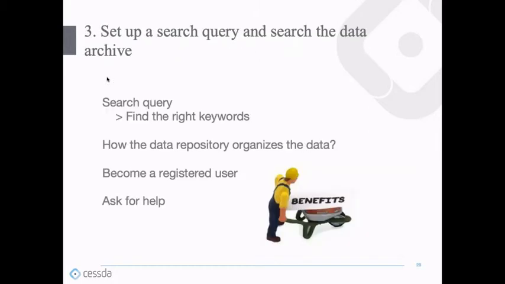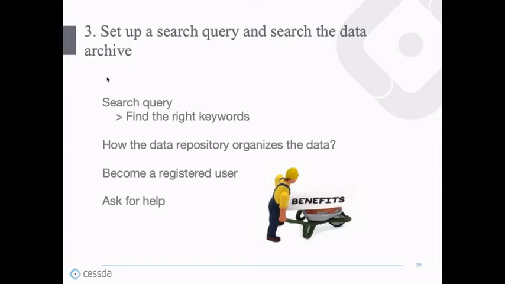Now you know in which repository to look for data. But how to actually look for the data within the repository? You must formulate a search query. What does it mean? It usually means to find the keywords or terms that will allow you to find the desired data. First, find out how the repository system organizes the data, what metadata and data is stored and where.